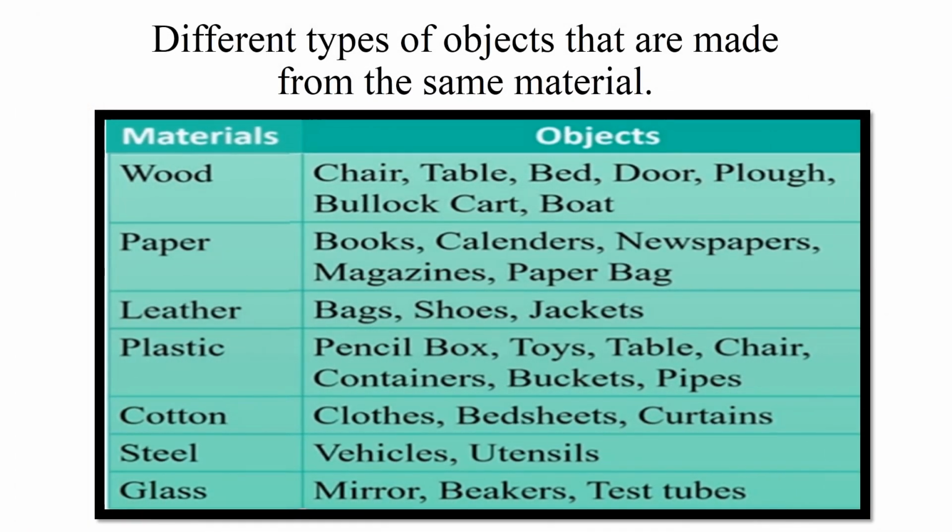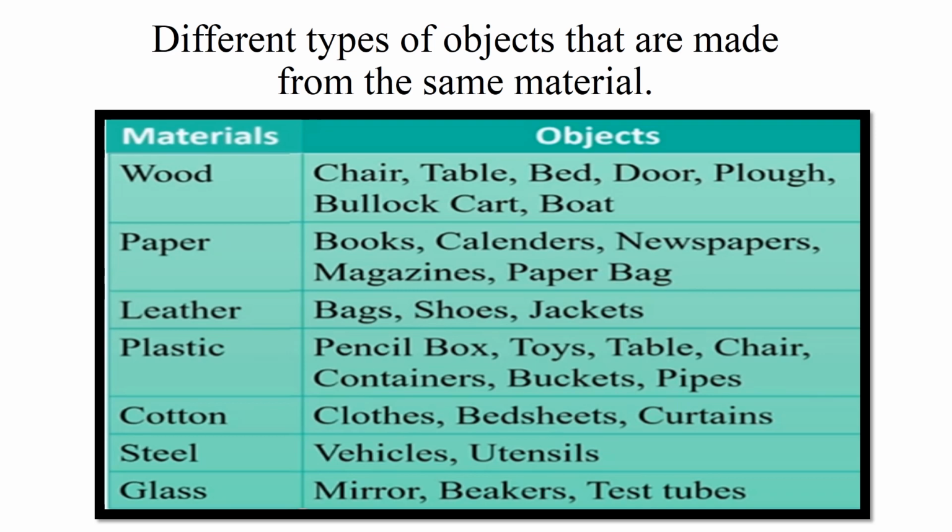Here is the table showing some of the materials and things produced from them. Wood. Wood could be used to make chair, table, bed, door, plough, bullock cart, boat, etc. Similarly, paper could be used to make books, calendars, magazines, newspapers, paper bags, etc. From leather, we can make bags, shoes, jackets, and many objects.